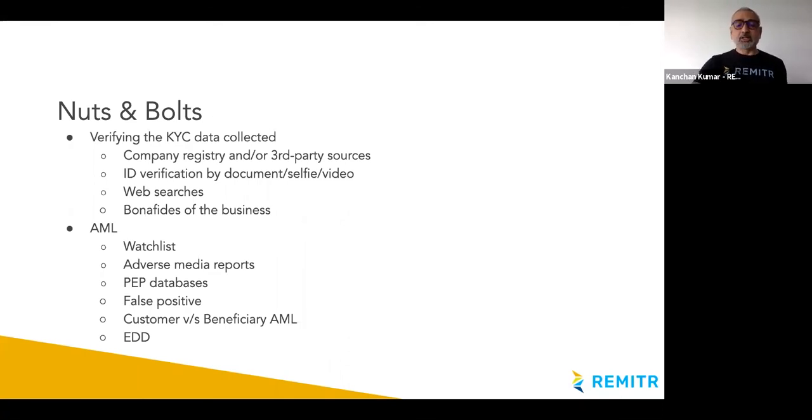Again, when we talk about customer versus beneficiary AML, customer AML is pretty straightforward in that sense because you know a lot about the customer. When a transaction is being initiated to a company in another part of the world, it's a different ballgame altogether, because all you know about that company is the name of the company, possibly their email ID, phone number, and bank account detail.